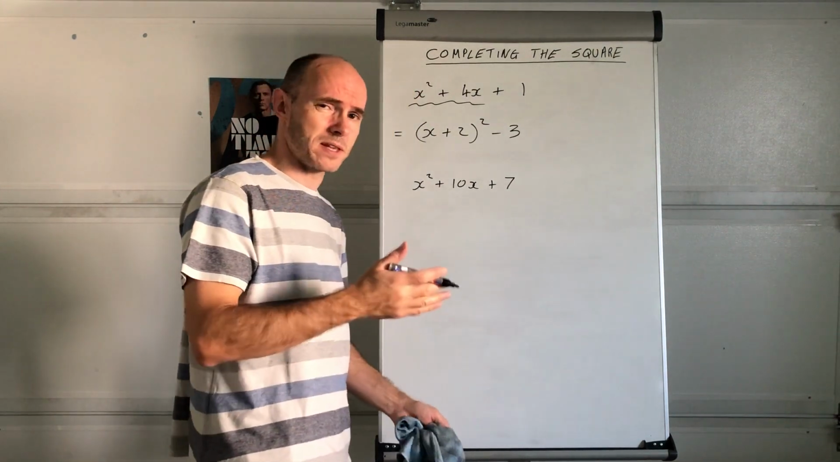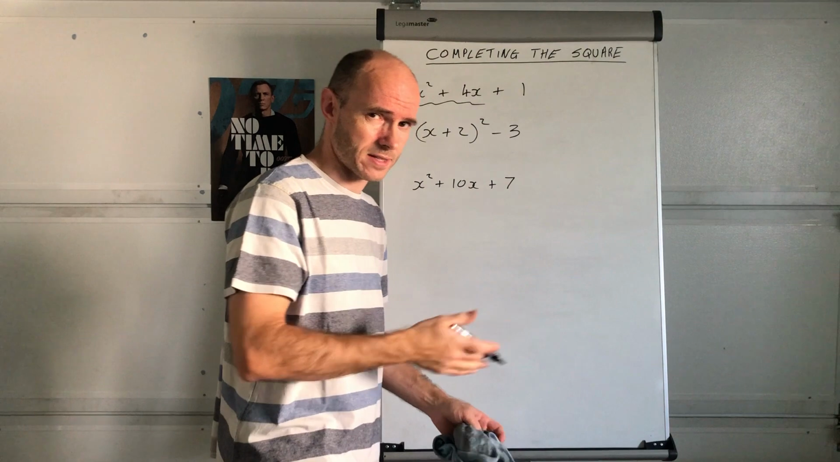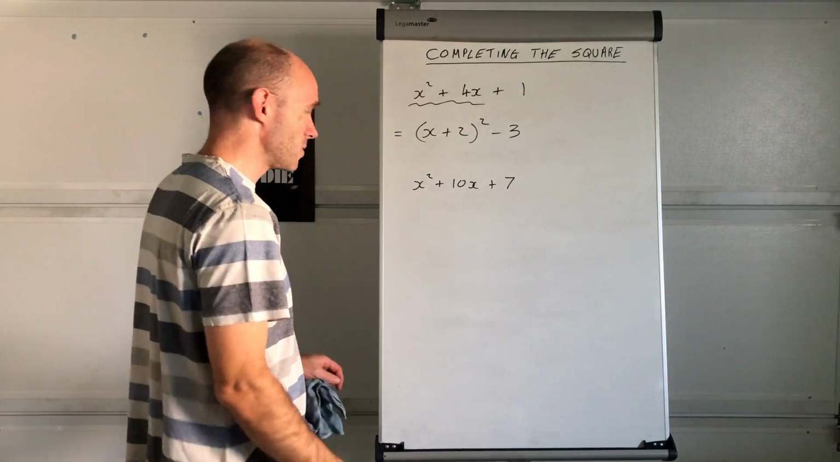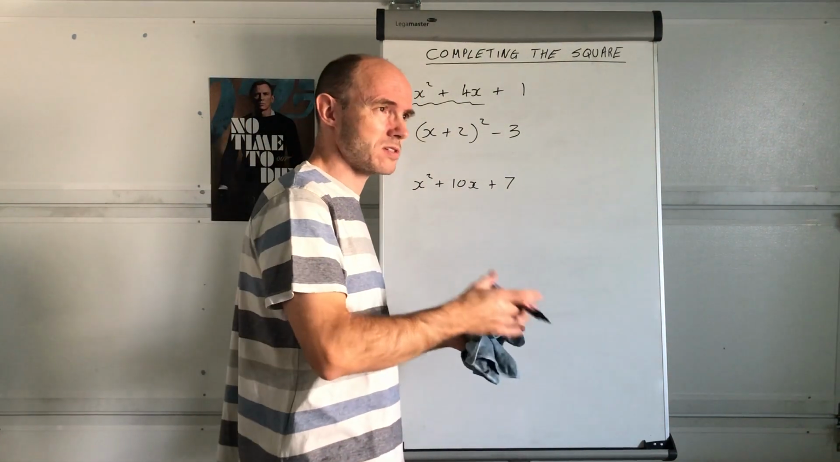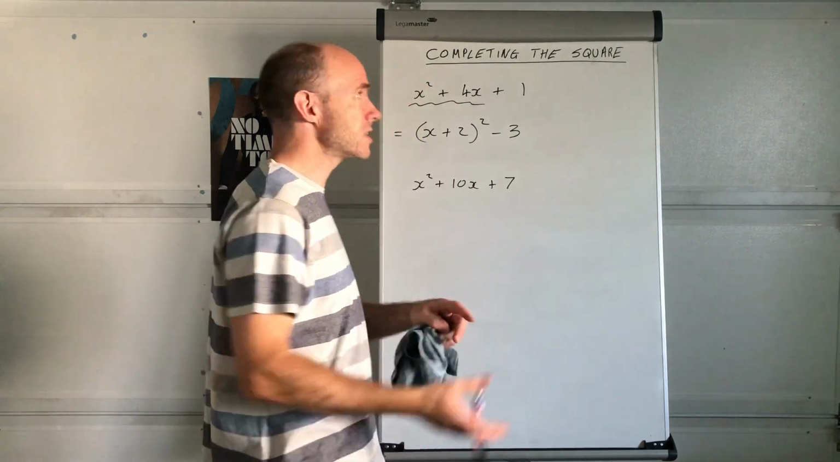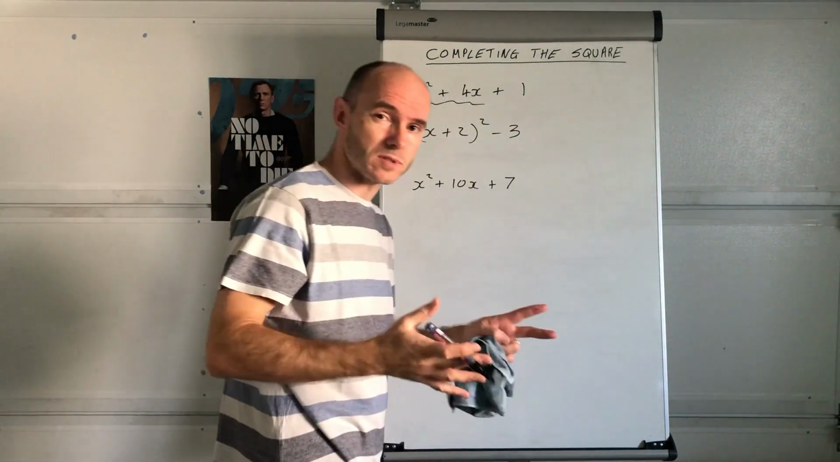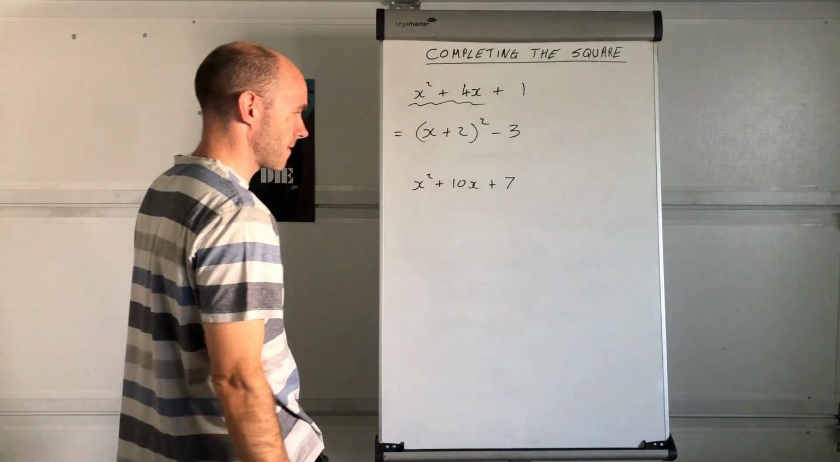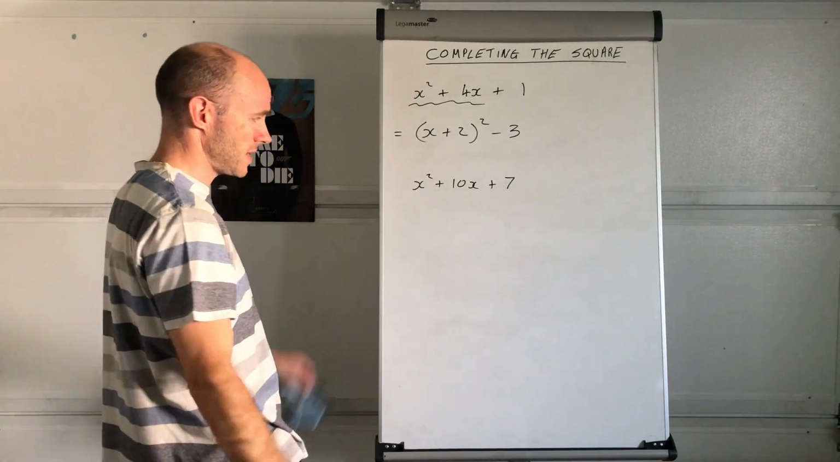The idea behind completing the square is for when you can't actually factorise. There's no reason why you can't complete the square anyway, it's just that when you're given a quadratic equation, it makes sense to factorise if you can. This method is for when you're meeting something that does not factorise. So, x squared plus 10x plus 7.